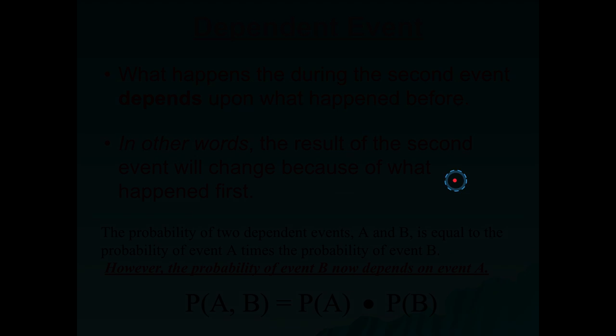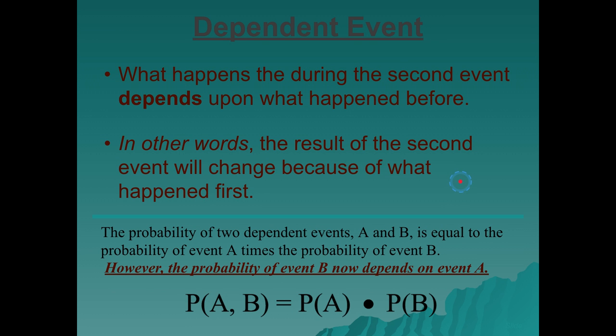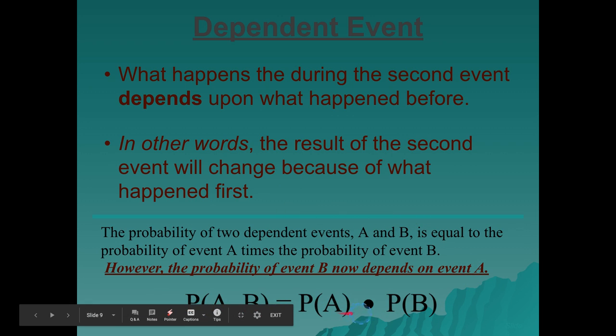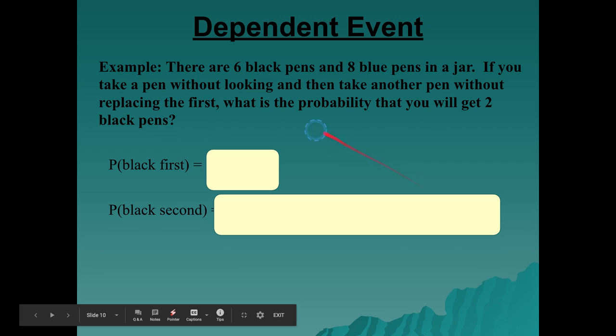That's it. So let's talk about dependent. There's a little bit of difference here. It's not a lot, but if you remember this, it will go far with you. So how can that change? What happens is the denominator changes. I'm still going to multiply probability of A times probability of B. However, this probability of B is going to be a little bit different. So let's look at an example.